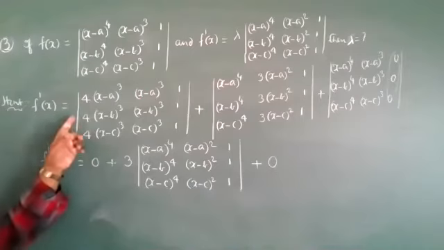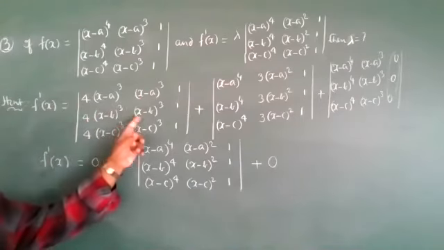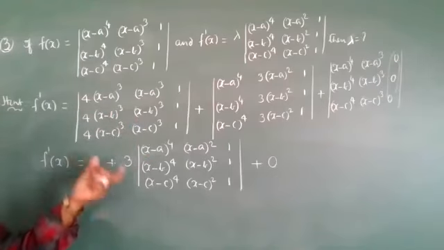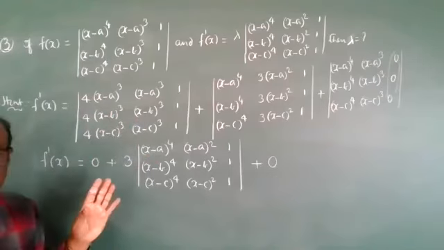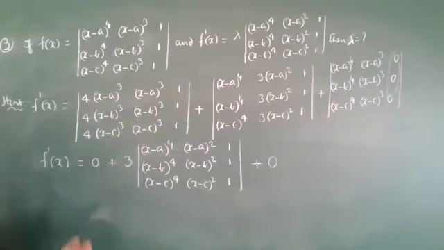4 take common. (x minus a) whole cube, (x minus a) whole cube, (x minus b) whole cube, (x minus c) whole cube. Two columns are identical, net value is 0. And in the third one, all elements are 0, net value is 0. Very simply we can get it.